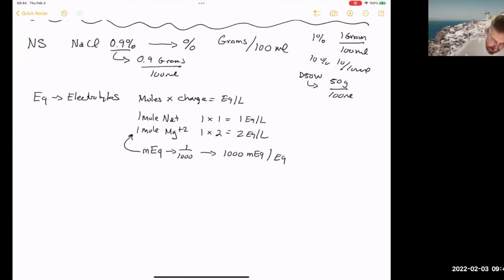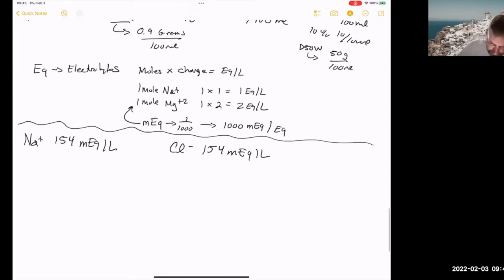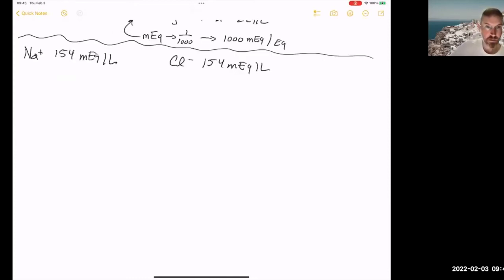So when I look at that IV bag, I notice that it says there are sodium 154 MEQ per liter sodium ions, and there are chloride ions 154 MEQ per liter of chloride ions. All right. So let's just do some basic math and then we'll take a break here. So let's look at sodium first.